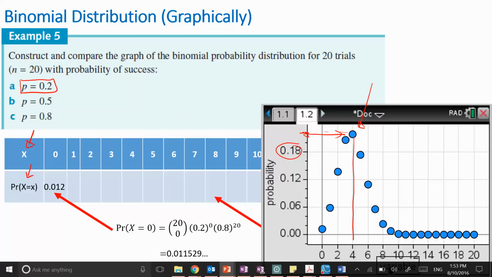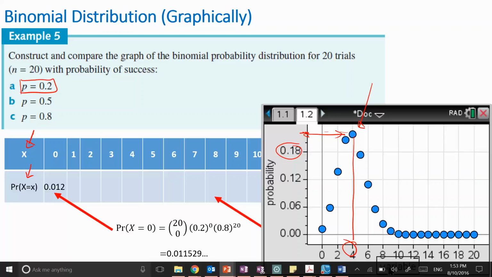20% of what? 20% of the number of trials you have. What's 20% of 20? Well, 20% of 20 is just like saying 1/5 of 20, which is about 4, which makes sense. Out of the 20 trials you do, if you knew you have a 20% success rate, you'd expect about 4 to be successful. About 4 6s is what you expect.